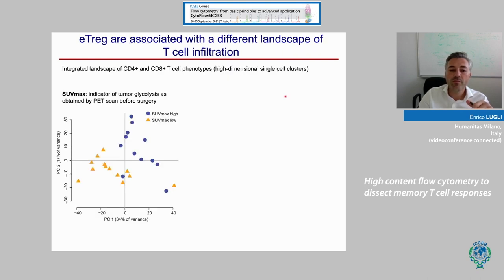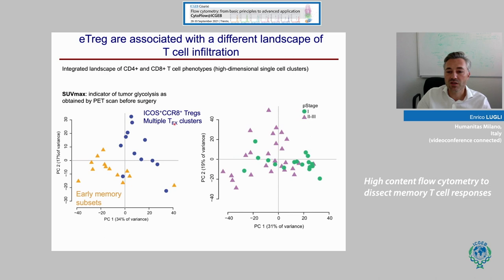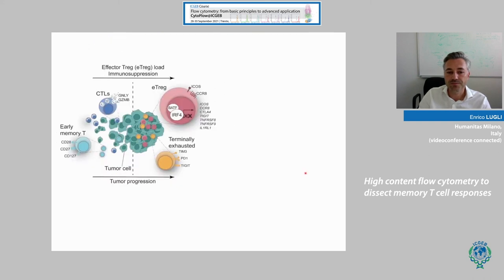And when we combined all the different phenotypes that I just showed you in the heat map with parameters of disease progression, in this case, we used an indicator of tumor glycolysis, then we see that disease progression is associated with the abundance of these highly activated Tregs that we found in the tumors, and at the same time with multiple exhausted clusters. And the same goes if you subdivide patients according to stage, especially stage one compared to two and three, they tend to be quite different. And we had the same abundance of clusters in the faster progressors than the slow progressors.